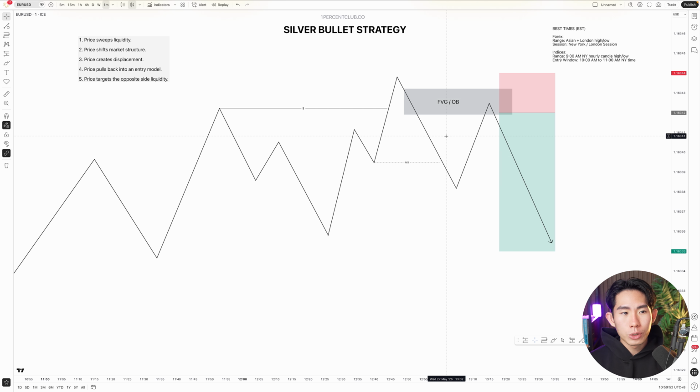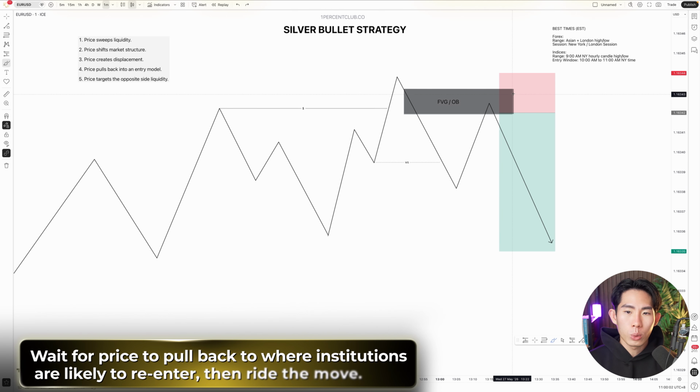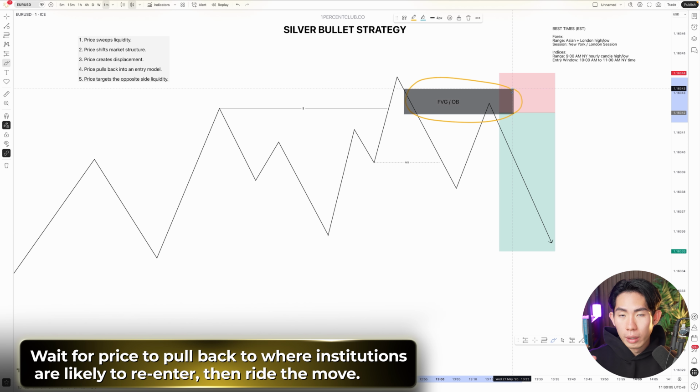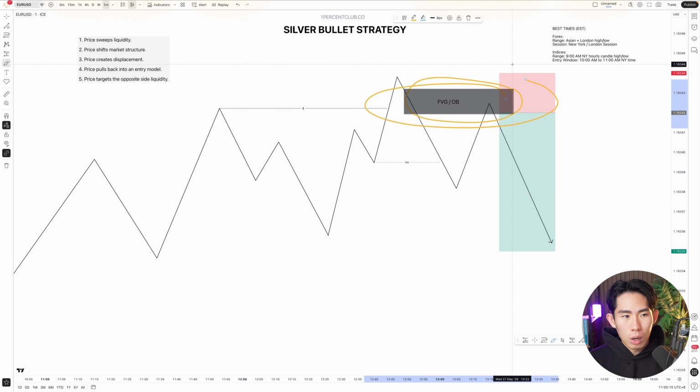Now, in terms of your entry model, there are a few entry models that you can use. There's your fair value gap, there's your order blocks, there's your demand zone, there's your flip zones, right? You basically just want to wait for price to pull back to an area where smart money, institutions, big banks are most likely going to enter the market again, and then try to ride the move before it actually happens.